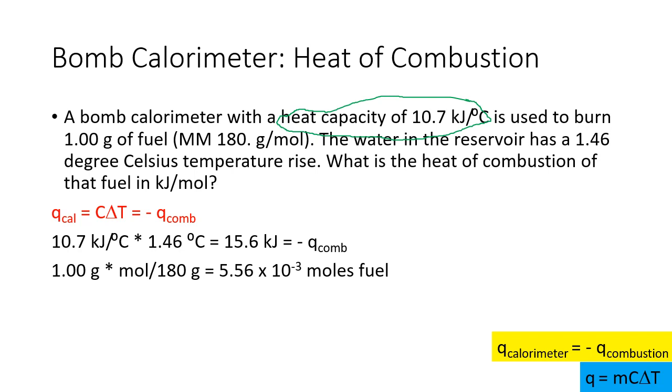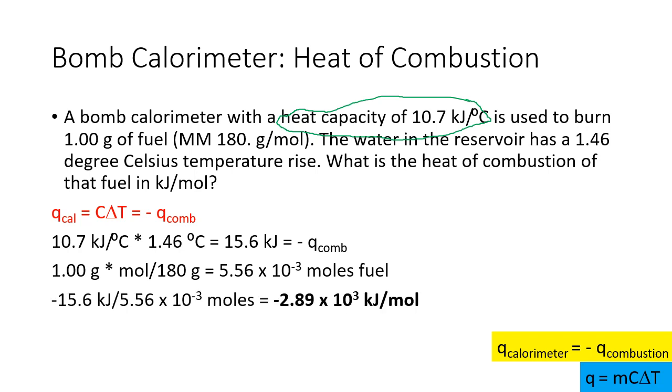We can calculate the number of moles of stuff that we used, so that's 1 gram divided by 180 grams per mole, and that gives us 5.56 times 10 to the negative third moles of fuel. And then when we divide our heat of combustion by the number of moles, we get negative 2.89 times 10 to the third kilojoules per mole.